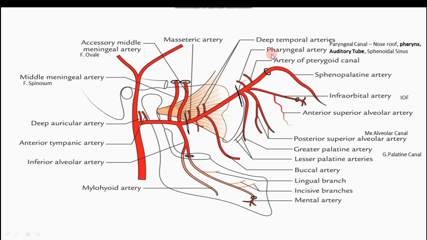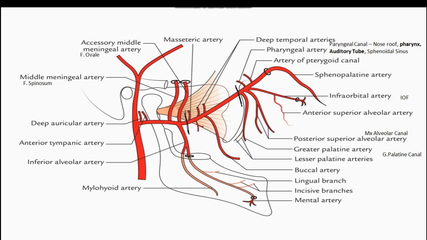Now the next branch is the pharyngeal artery. You can see this is the pharyngeal artery. It passes from the pharyngeal canal, which is also known as the palatovaginal canal, and supplies the roof of the nose, pharynx, auditory tube and sphenoidal sinus.